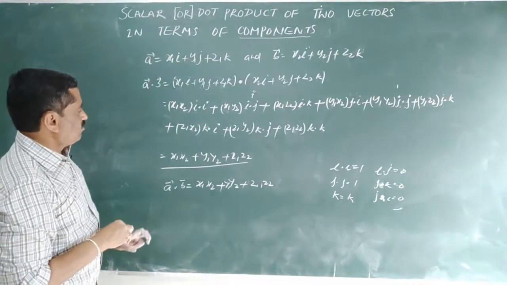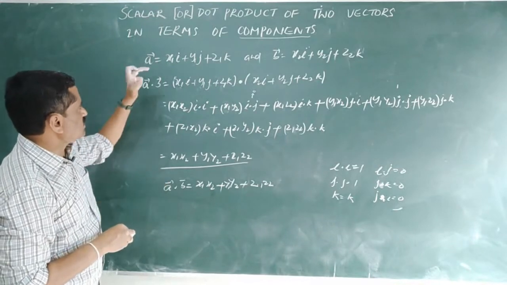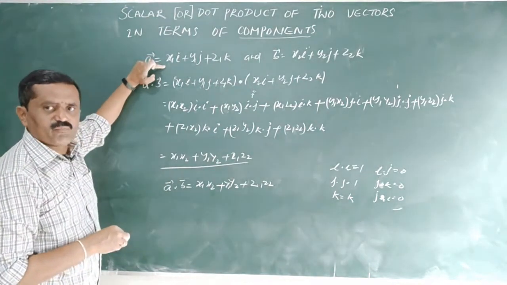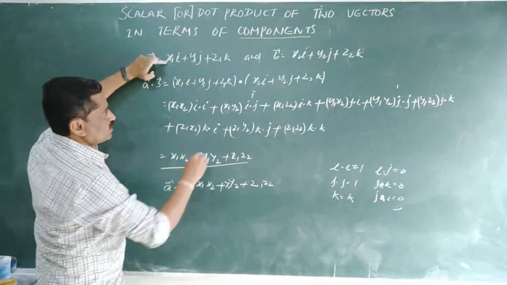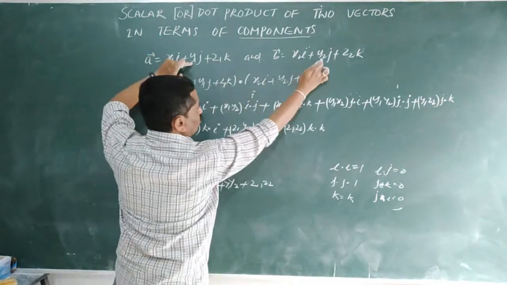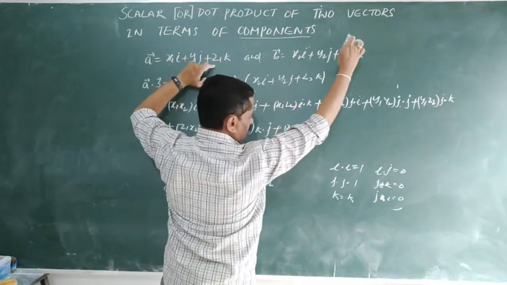That is sum of product of corresponding scalar components of two given vectors, that is x1 into x2 plus y1 into y2 plus z1 into z2.